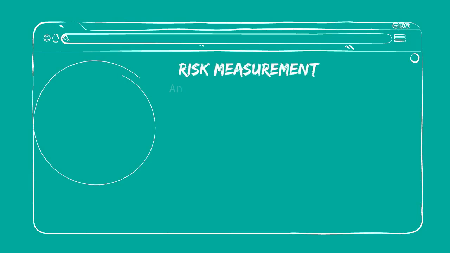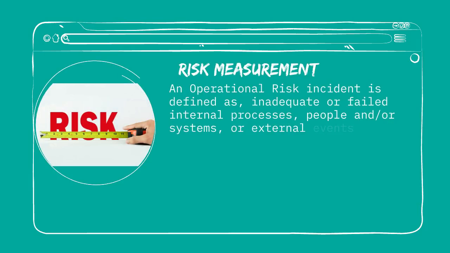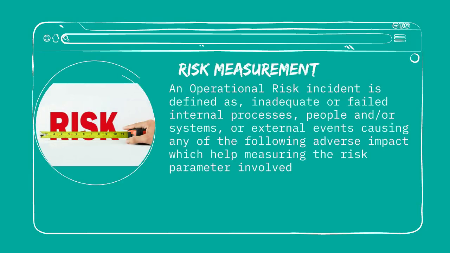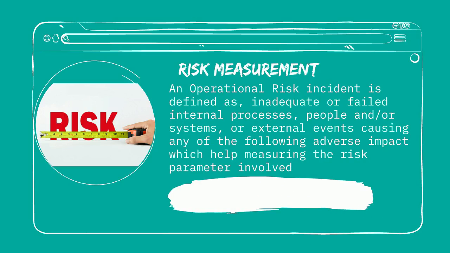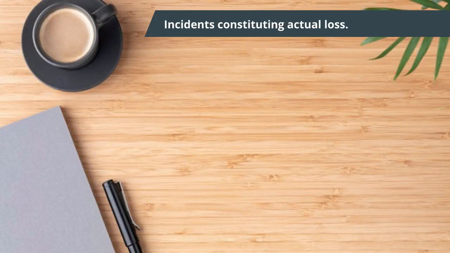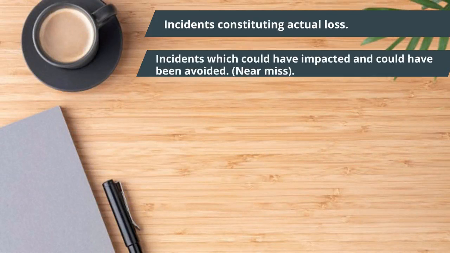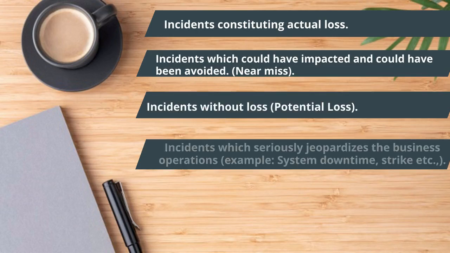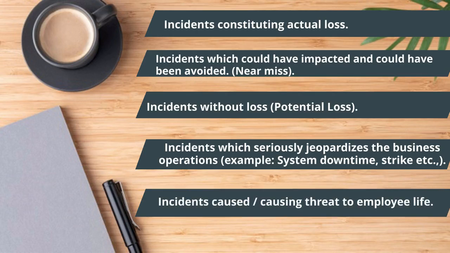Risk measurement. An operational risk incident is defined as inadequate or failed internal processes, people, and systems, or external events causing any of the following adverse impacts, which helps in measuring the risk parameter involved. That is, incidents constituting actual loss; incidents which could have impacted and could have been avoided, near miss; incidents without loss, potential loss; incidents which seriously jeopardize the business operations, for example, system downtime, strike, etc.; and incidents caused or causing threat to an employee's life.